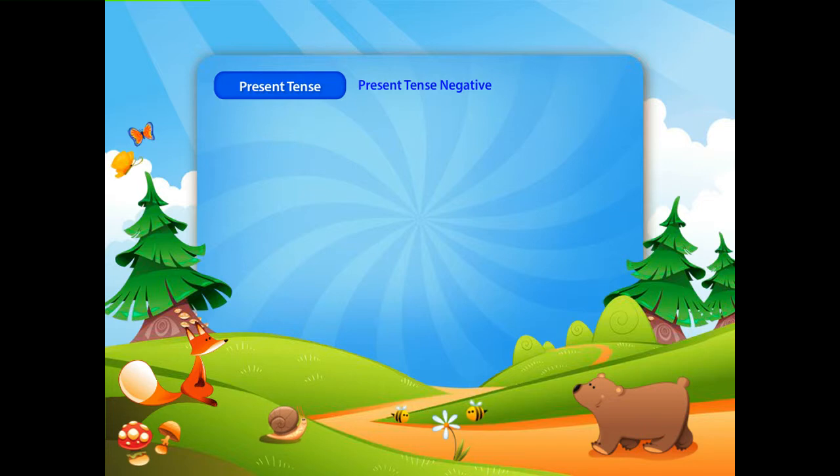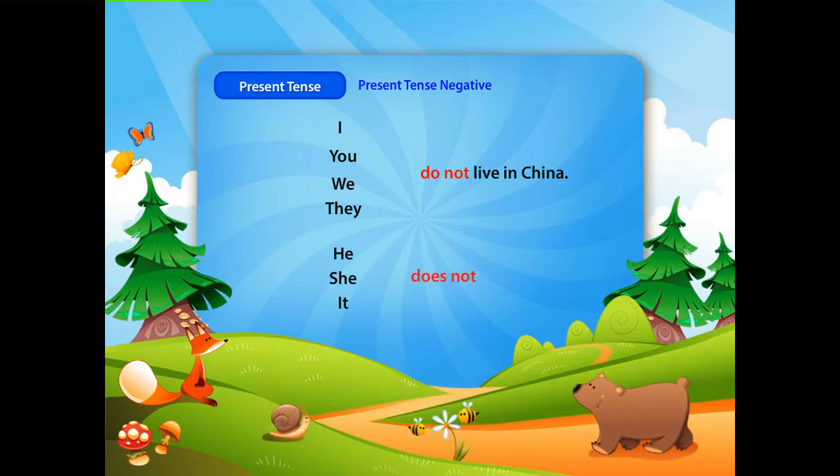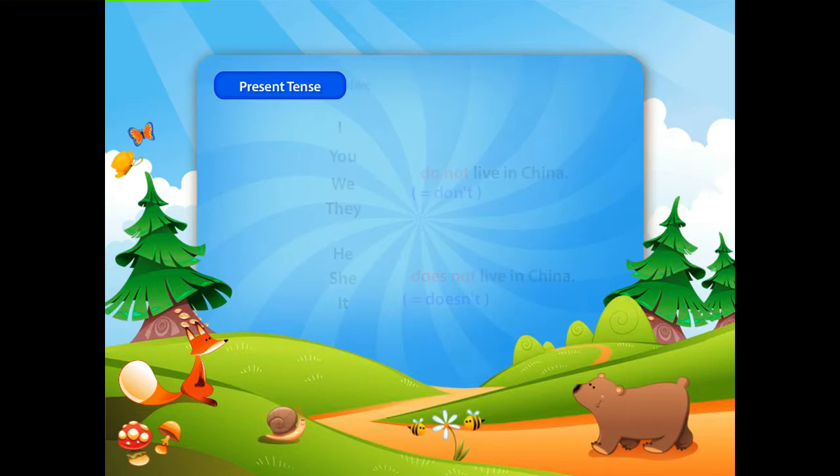When the subject is the first person I, second person you, or plurals like we, you, they, you add do not before the verb to make it negative. So, for example, I do not live in China. However, when the subject is he, she, it, put does not before the base form of the verb. So you would say, he does not live in China. The short forms of do not and does not are don't and doesn't.